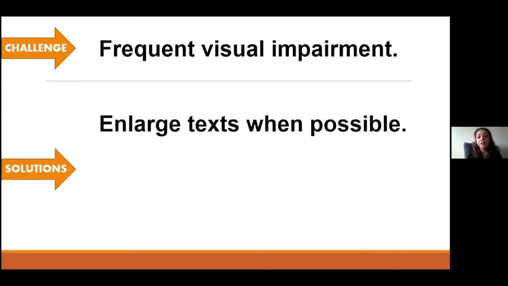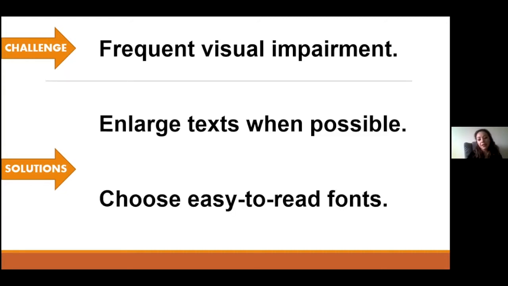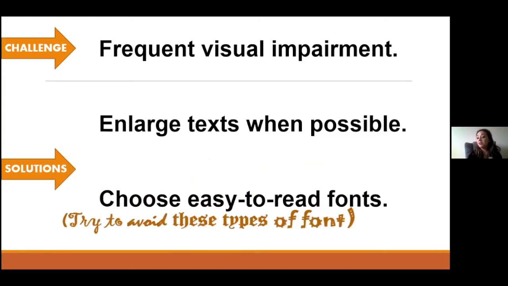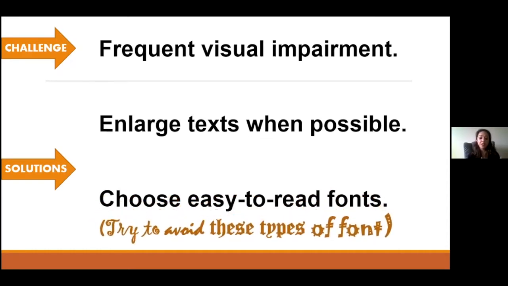So one thing that you can do is enlarge texts when possible. If you are writing on the whiteboard, make sure your letters are big enough. If you are projecting something, make sure it's big enough for everybody to read. If you are making photocopies and you have one student who is elderly, well, try to enlarge the original text. And another thing is choose easy to read fonts. So the combination of these two things will make it easier for them to be able to read everything and not feel lost in the class.